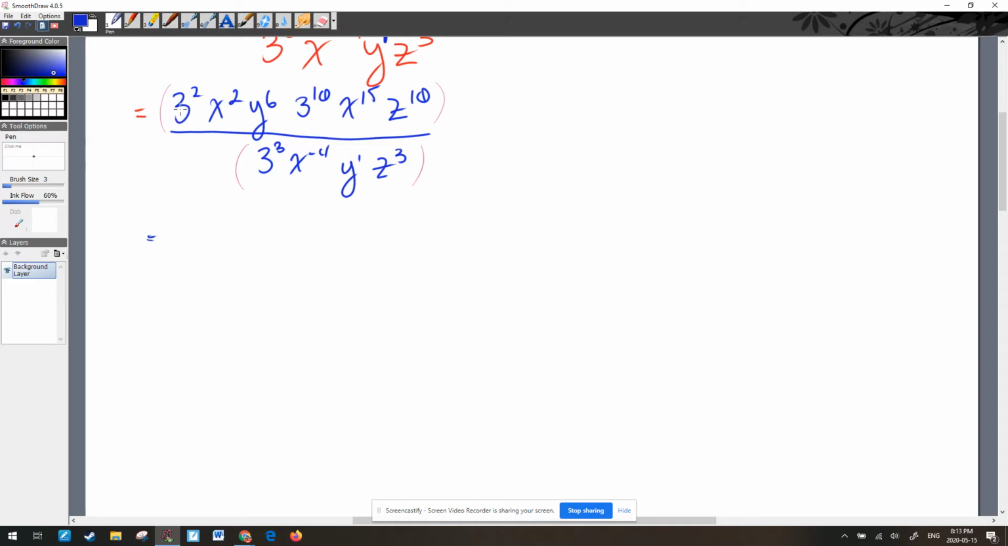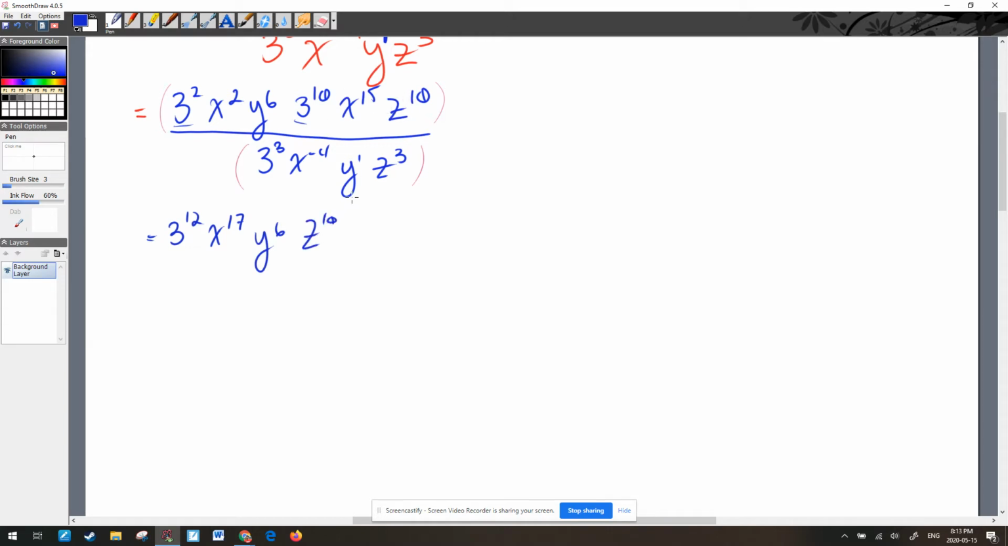So we're going to have multiplying powers with the same base. So there's a base of 3, there's a base of 3. We're multiplying, so we multiply powers with the same base. The base remains unchanged, still 3. And we add the exponents. 10 plus 2 is 12. And then x squared times x to the 15th is x to the 17th. And y to the 6th times, there are no other y's, so it's just going to be y to the 6th. And then there are no other z's, so there's just z to the 10th.